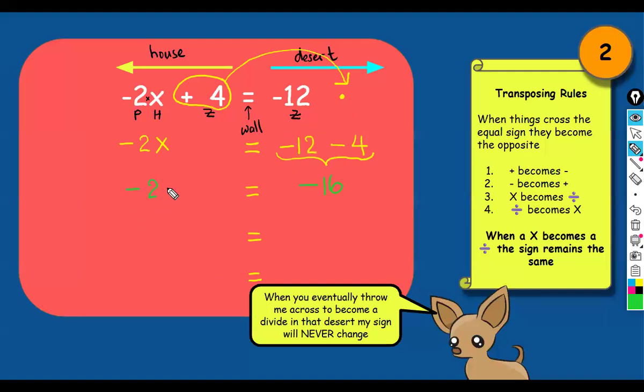So here you have minus 2 and the x. So look how good things are looking now. You notice there are no zombies in the house area. The house side is safe, right? It's just you and the pet. But times are now coming down to the end of the question, right? Zombies are in the desert. You and your pet are in the house.